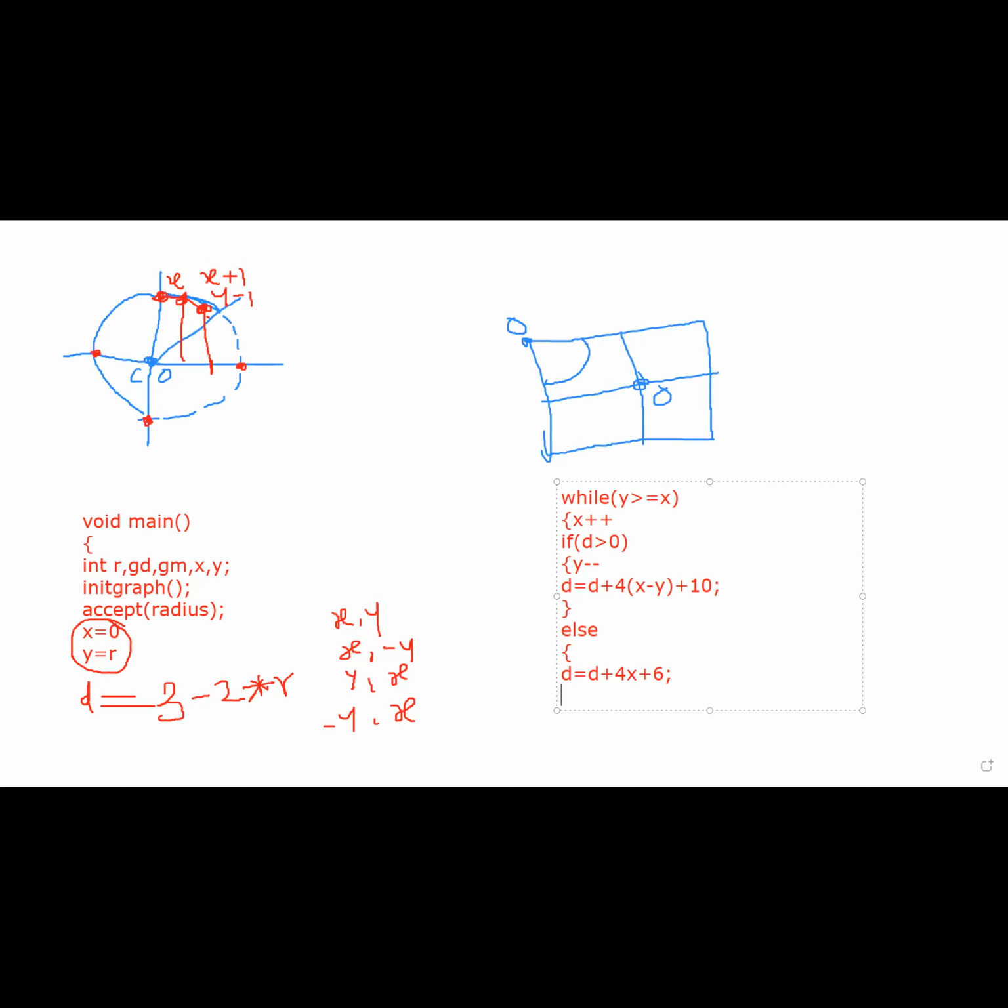And once it is done, then I am going to put that pixel onto the screen. So put pixel x, y, that you have to go for, right? So this is the simple code of the circle generation algorithm. Okay.